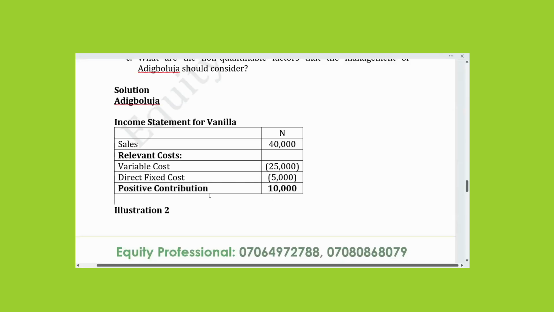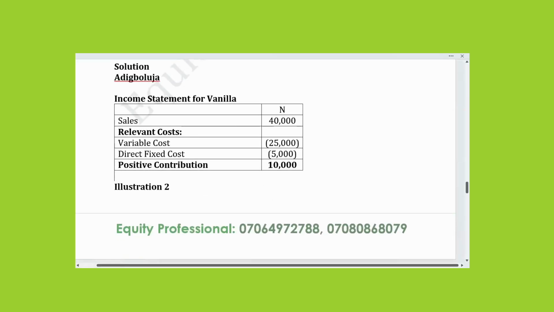All right. Now that we have that, the decision rule says that if it is positive contribution, do not delete the segment. But if it is negative contribution, your advice should be that the segment should be deleted. Therefore, I would then come here, advice. Here we have positive contribution.